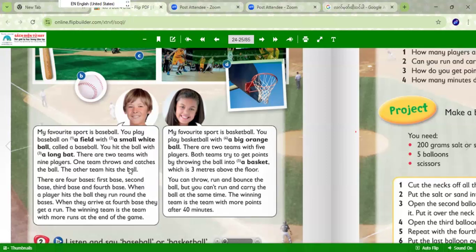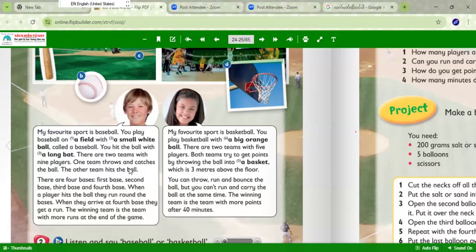All right. So you will hit the ball. You hit the ball with a long bat. There are 2 teams with 9 players. So he mentioned how many players are in one team. 2 teams with 9 players. It means 9 players in one team. One team throws and catches the ball, and another team hits the ball.